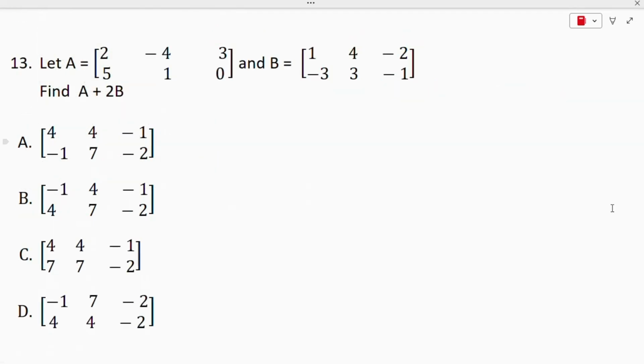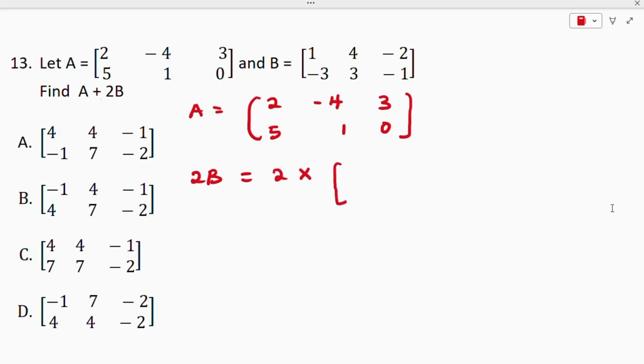All right, so we have question number 13. Let A be equal to the matrix 2, negative 4, 3, 5, 1, and 0, and B be equal to the matrix 1, 4, negative 2, negative 3, 3, and negative 1. Find A plus 2B. The first thing we want to do, guys, is to note that A is equal to 2, negative 4, 3, 5, 1, and 0. Now plus 2B, so 2B is equal to 2 times B, and B is 1, 4, negative 2, negative 3, 3, and negative 1.